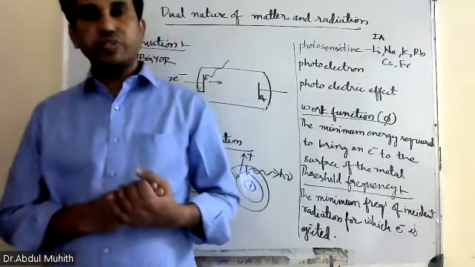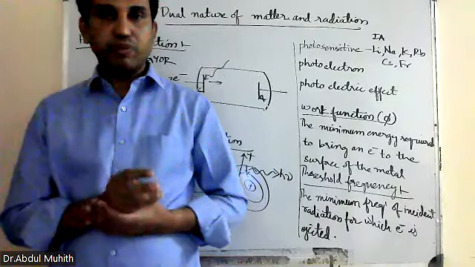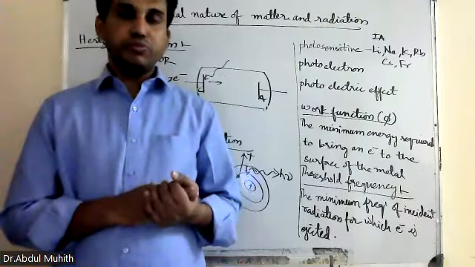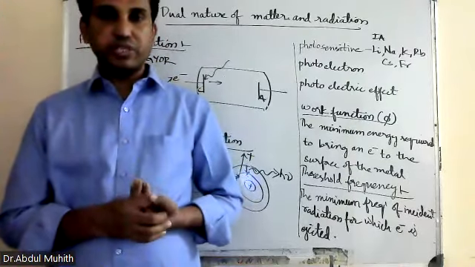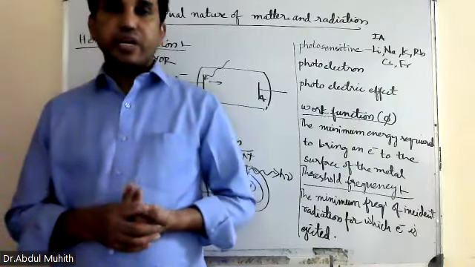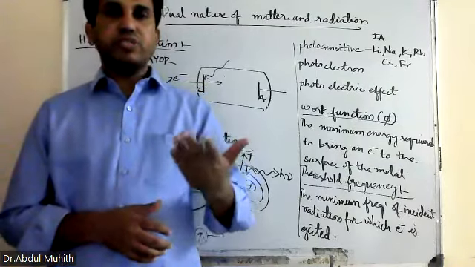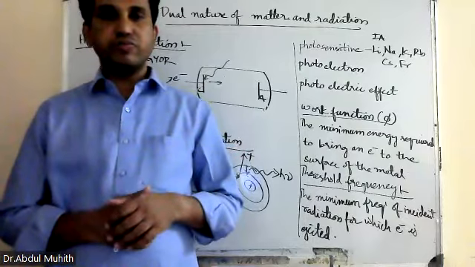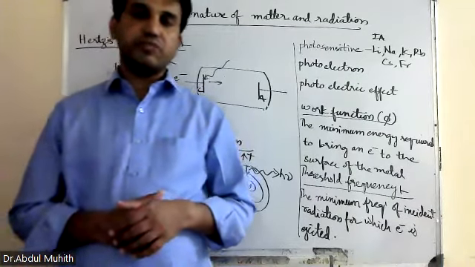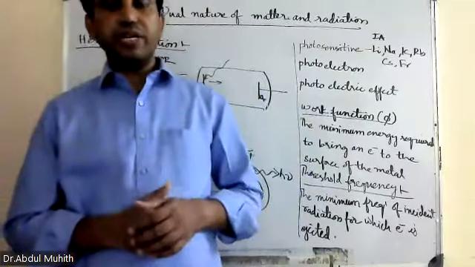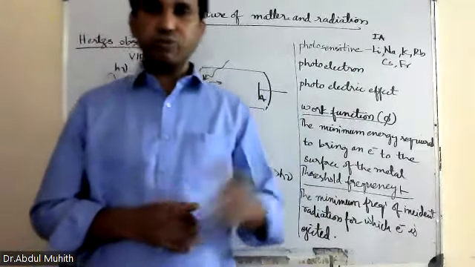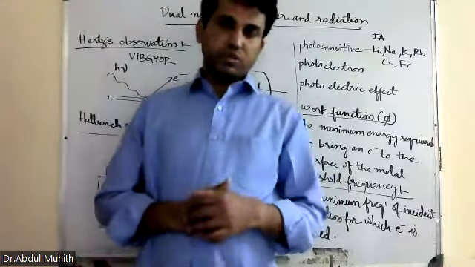The charge of an electron is minus 1.602 × 10^-19 coulombs. The mass of the electron is 9.11 × 10^-31 kg. And if you compare the mass of the electron with the mass of the hydrogen atom or proton, the mass of the electron is 1/1837 of the mass of the hydrogen atom, because it is very, very small.